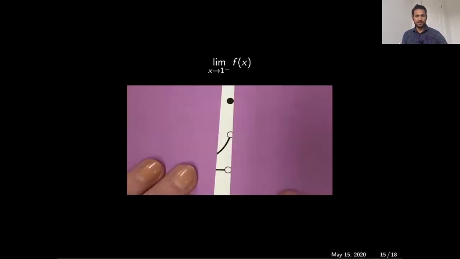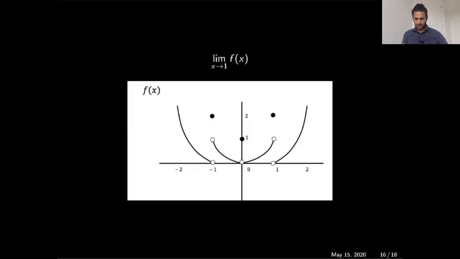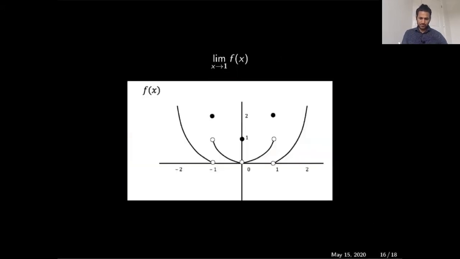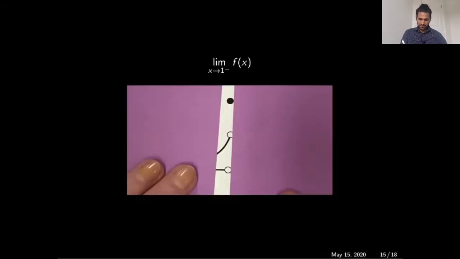Similarly, you can approach 1 from the left side. You hide the graph of the function on the right with a piece of paper, and then you approach the left side with another piece of paper. In this case, we can see that this limit is approaching 1.